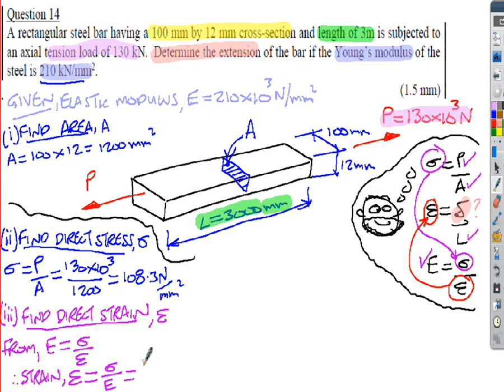From above, the stress is 108.3, and the E, which is given in the question, is 210 multiplied by 10 cubed. So I can work that one out. That's giving me the strain. Again, that will be a very, very small value. I've got a value of 516 times 10 to the negative 6. There are no units there, so that's a strain value. Okay, so I've got my stress value calculated, and I've got my strain value calculated. Now I can find the extension.